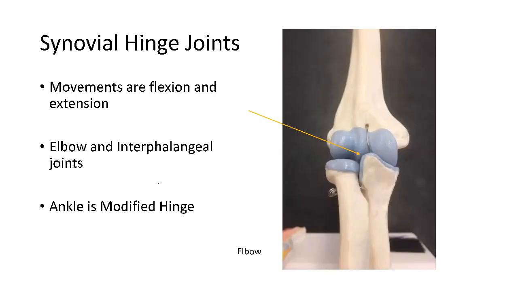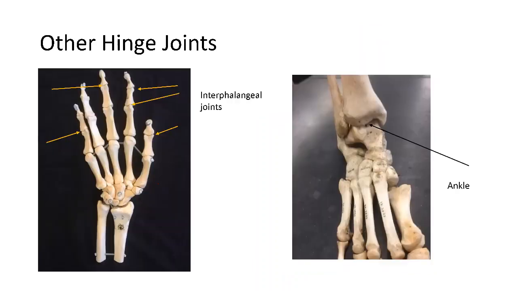A synovial hinge joint only does the movements of flexion and extension, so sometimes it will be described as uniaxial. But the key here is we only do flexion and extension. The elbow, which is the one photographed here, and the interphalangeal joints, meaning the joints between your fingers. The ankle is technically a modified hinge. The knee is not a hinge joint.